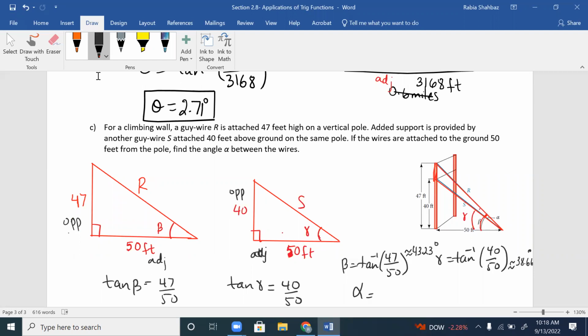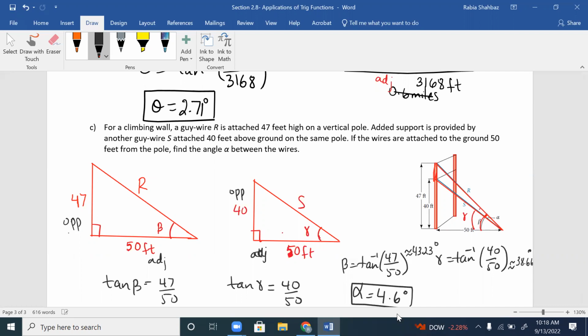You can put it all together as well. Like you could put tan inverse of 47 over 50 minus tan inverse of 40 over 50 and then round. Your answer would actually be better. So if I round to one decimal place, then my answer is 4.6 degrees.